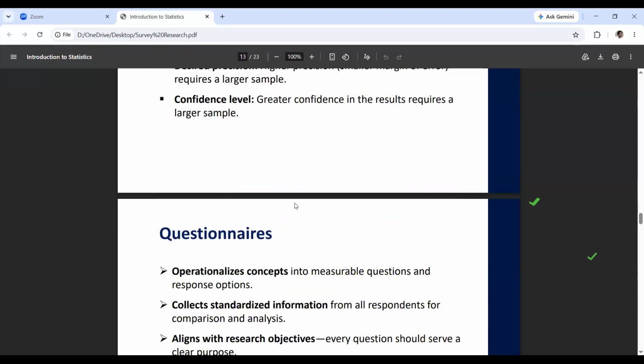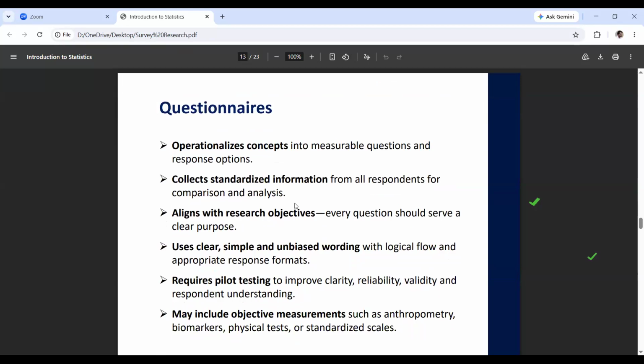कि आपको कितना कॉन्फिडेंस चाहिए आपके एस्टीमेट में. What should be the width of your confidence interval? What should be the accuracy and precision of your estimate? So that is also a factor. अगर precision बढ़ाना है, you need to increase your sample size.